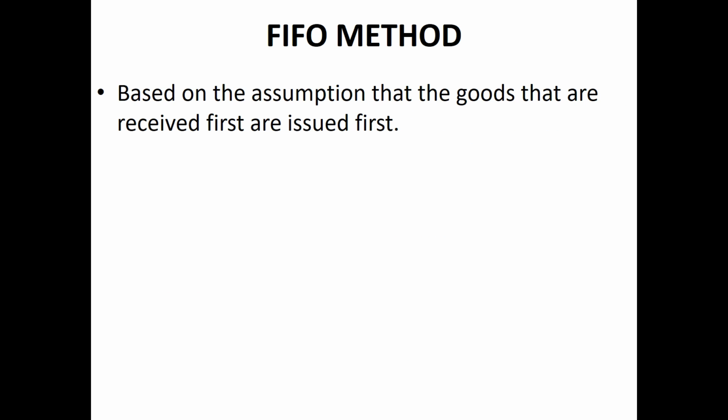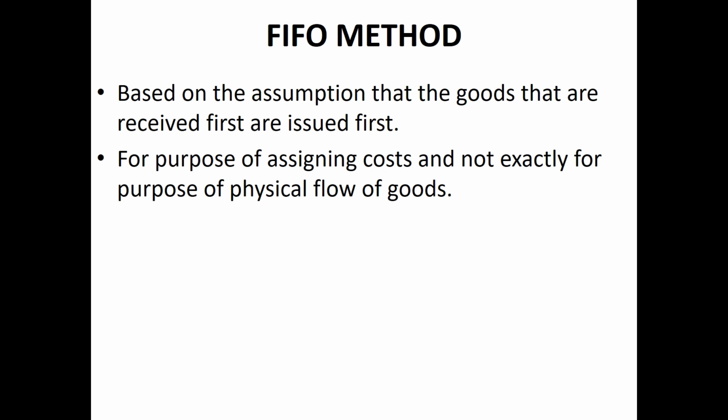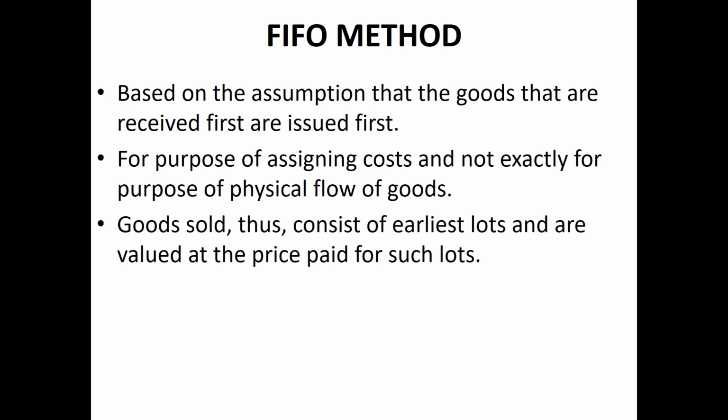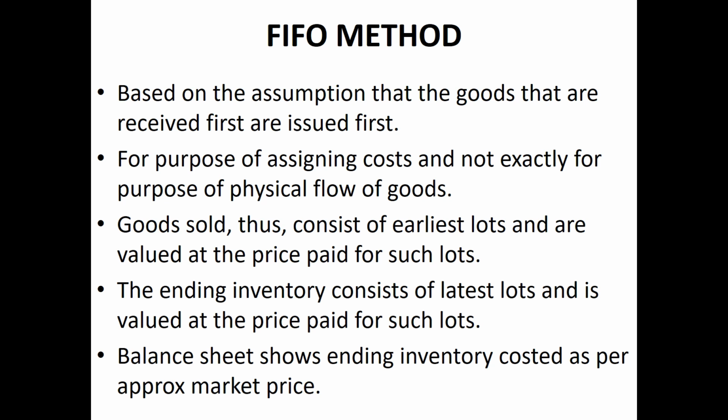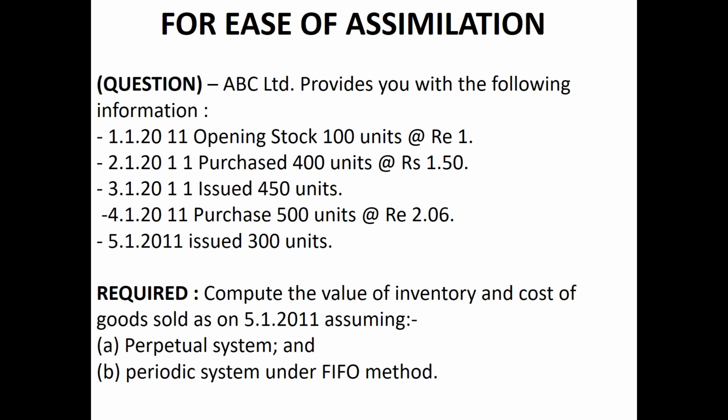The FIFO method: what is it? It is based on the assumption that the goods that are received first are issued first, for the purpose of assigning cost and not exactly for the physical flow of goods. Goods sold thus consist of early lots and are valued at the price paid for those lots. The ending inventory consists of the latest lots and is valued at the price paid for those lots. The balance sheet shows ending inventory cost as per approximate market price.